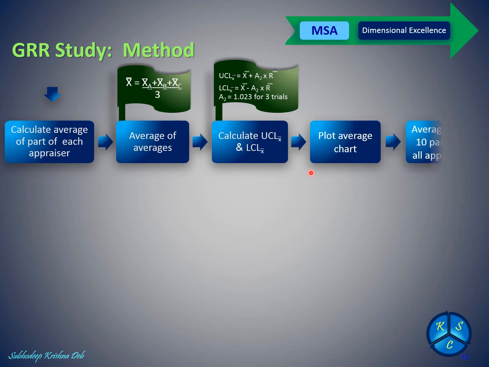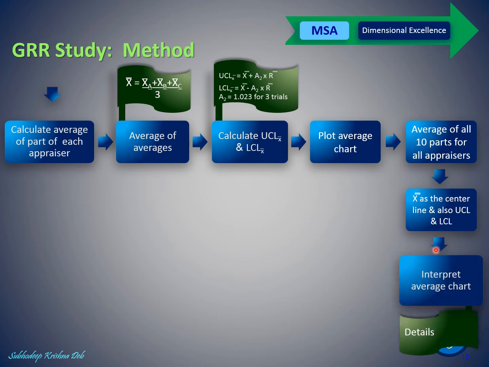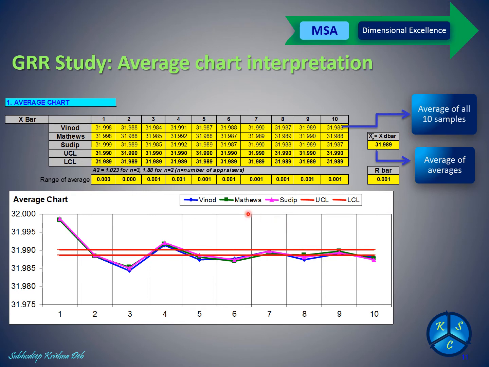Then we have to plot the average chart for all the 10 parts of all appraisers. The X double bar that we have calculated should be the mean, and the upper and lower control limits should be plotted, and then we have to interpret the average chart. Let us see how we should interpret it. Now this is how the average chart looks. There are 3 appraisers and 10 parts, 1 to 10, and the readings and the averages are plotted for the 3 appraisers.